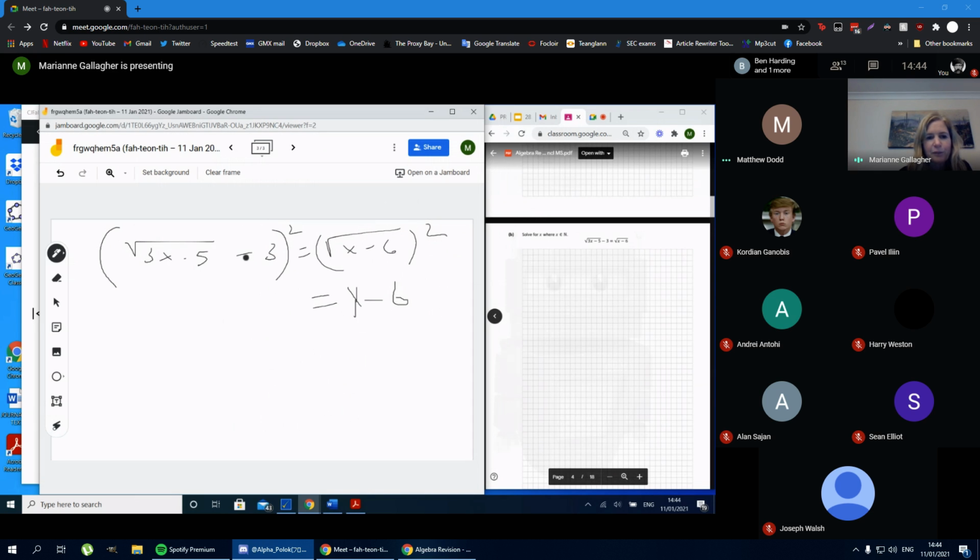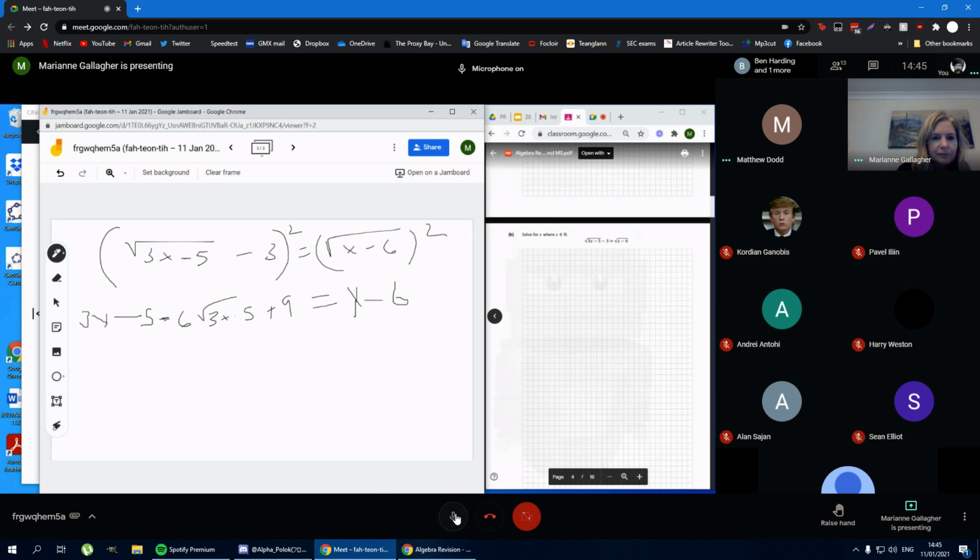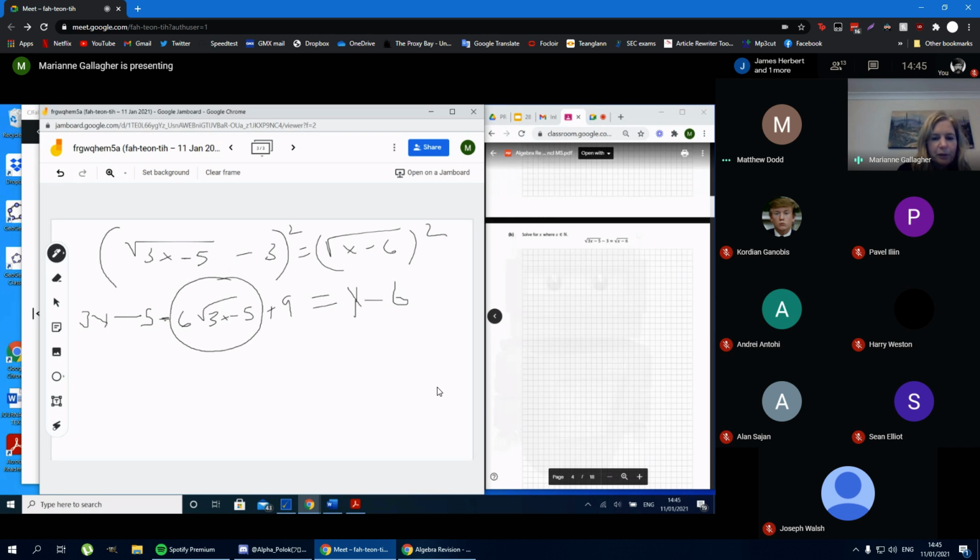But on the left-hand side, we have to do FOIL. Okay, so you square this, you get 3x minus 5. Sorry about the writing on this. Then we have 2 times the first by the last, so 2 3s is 6, so it'd be 6 times root 3x minus 5. And then plus 9. Does that make sense? And now you see this term here is the square root one. That's the only square root left now.